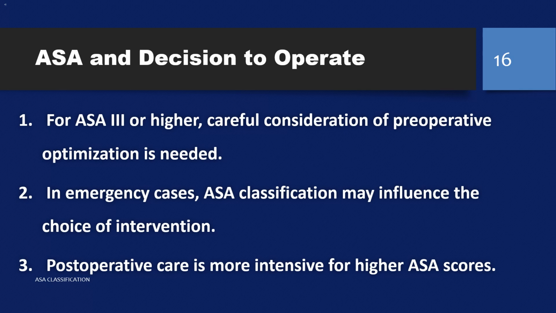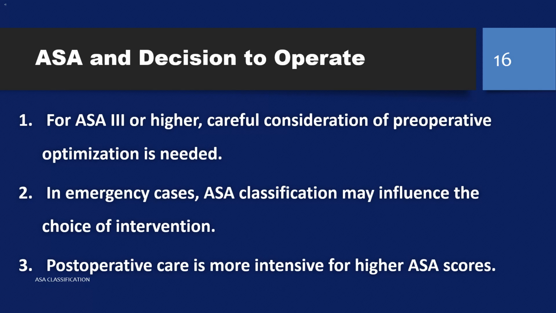ASA and decision to operate. 1. Preoperative optimization. 1. Careful consideration. For patients with ASA 3 or higher, careful consideration of preoperative optimization is necessary to minimize risks. 2. Stabilizing the patient. Preoperative optimization may involve stabilizing the patient's condition before surgery to improve outcomes.